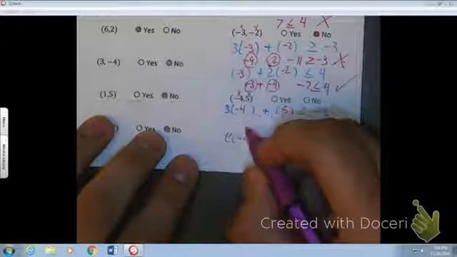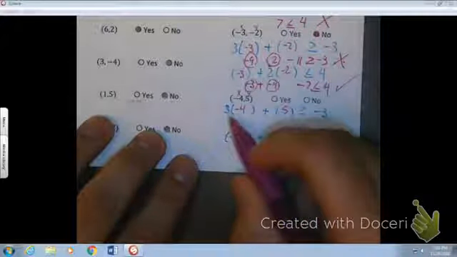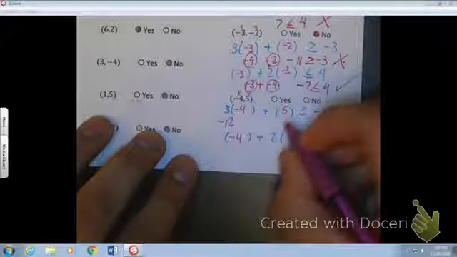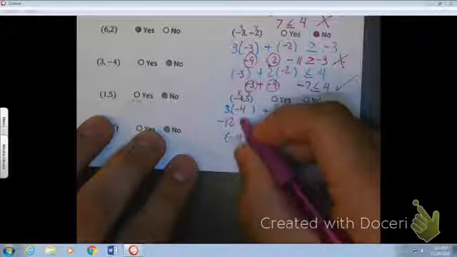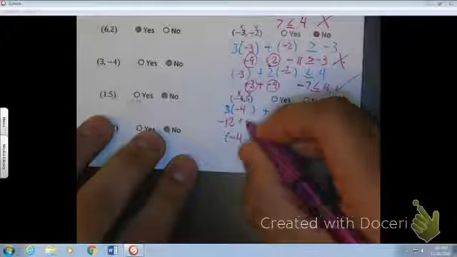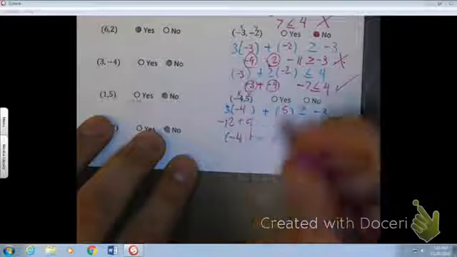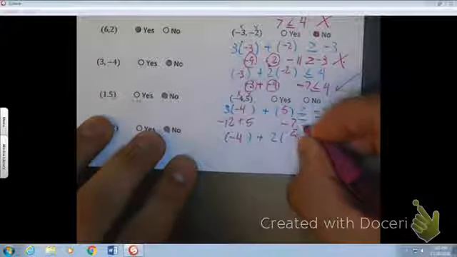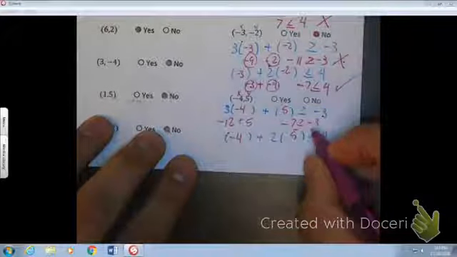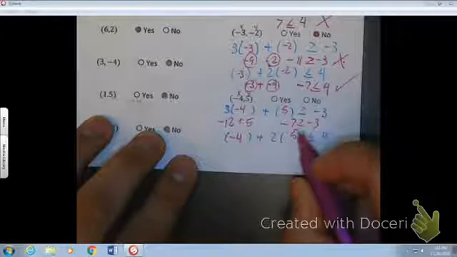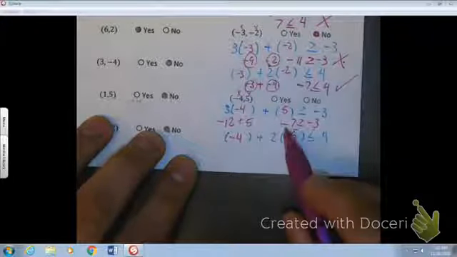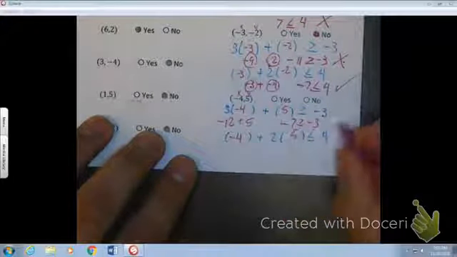When we do this, we get negative 12 plus 5. Negative 12 plus 5 gives me a negative 7. Is negative 7 greater than or equal to negative 3? Is this statement correct? And no. Even though this is a bigger number, it's a negative. So this is smaller. This did not work out. So that means there's a no.